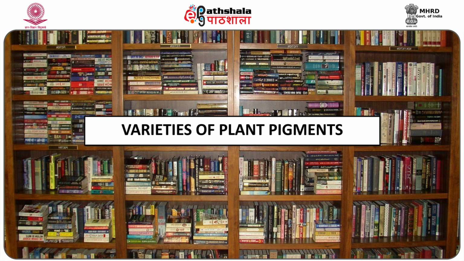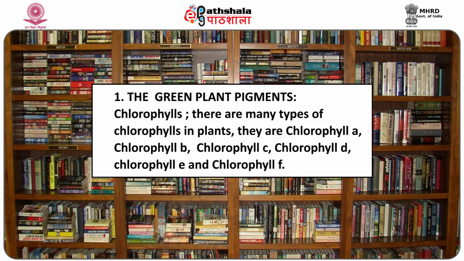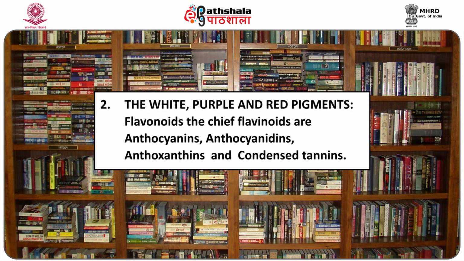There are varieties of plant pigments which can broadly be classified as the green plant pigments, that are chlorophylls. Chlorophylls are of many types. They are from A, B, C, D, E to F. Second category of pigments is the white, purple and red pigments termed as flavonoids. The chief flavonoids are anthocyanins, anthocyanidins, anthoxanthins and condensed tannins.